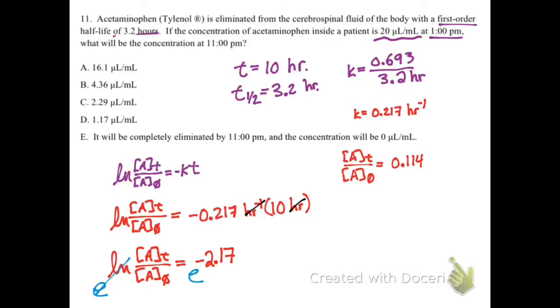But we're not asked that here. We're asked to find the actual amount. So now I'm going to plug in my a sub 0, which, the units are a little bit funky here, but doesn't really matter. So our a sub 0 is 20 microliters per milliliter. And then I'm going to multiply that through, and we'll end up getting our answer, which is 2.28 microliters per milliliter. So choice C.